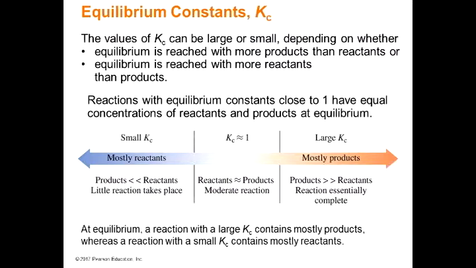Mostly reactants means it didn't go far enough. Okay? And you can see why, right? This is for products over reactants. Okay? So here we have a large K, mostly products, greater than the reactants. So you've got a larger number in the products. Okay?